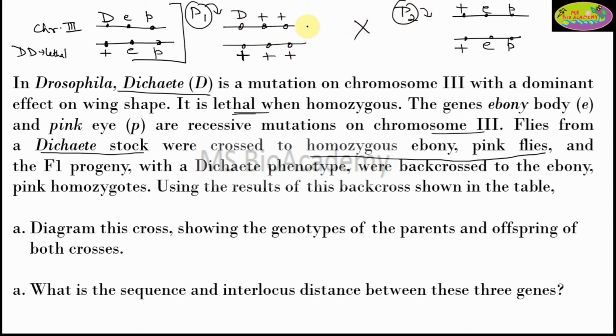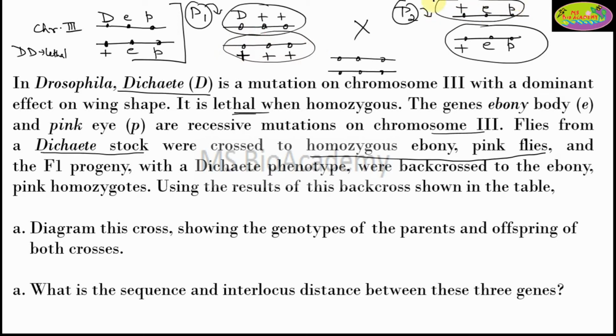Now what can you expect? The F1 progeny will get one of two genotypes. We will get one with this combination and one with this combination. Similarly, if we do it with the other chromosome as well, we get this combination only, correct? So we get one F1 offspring with this particular genotype, and some offspring with another genotype. Let's write it down: D plus plus over plus EP, and plus plus plus over plus EP. That's how we can get them.